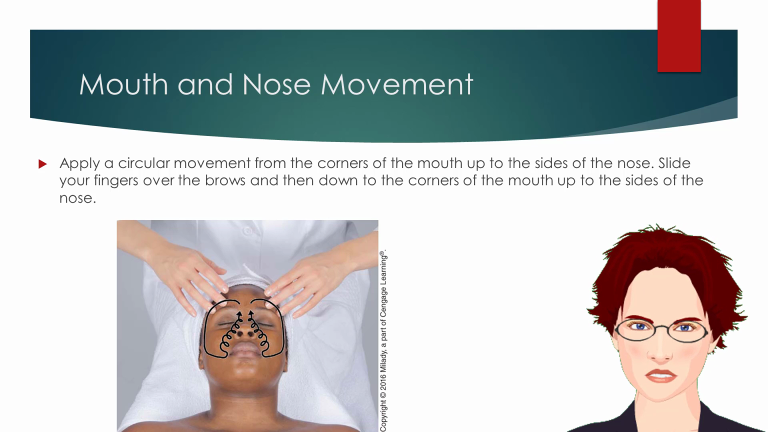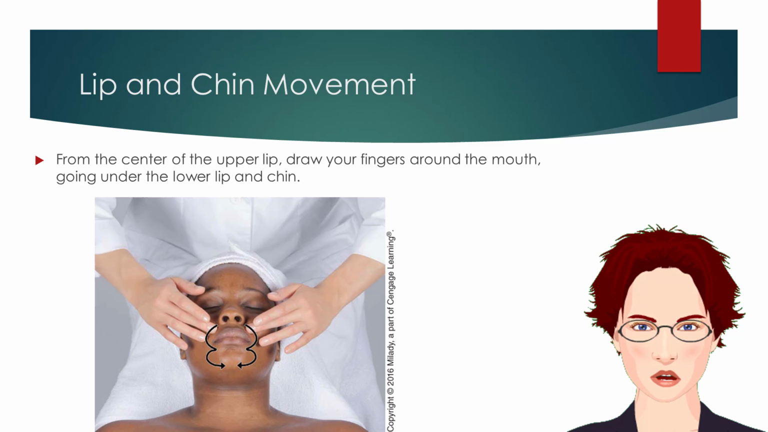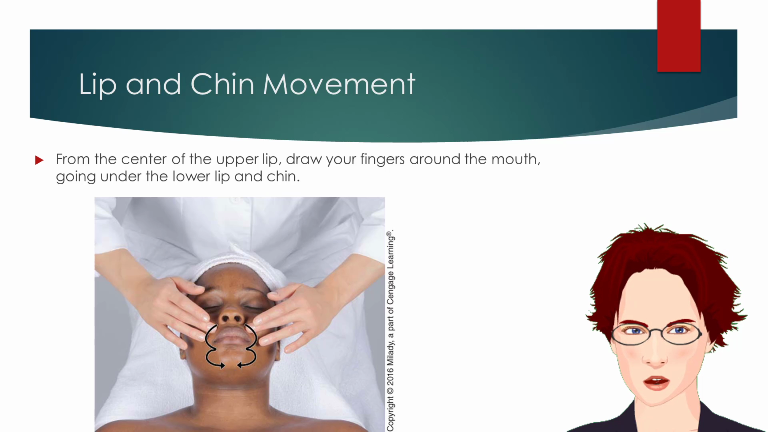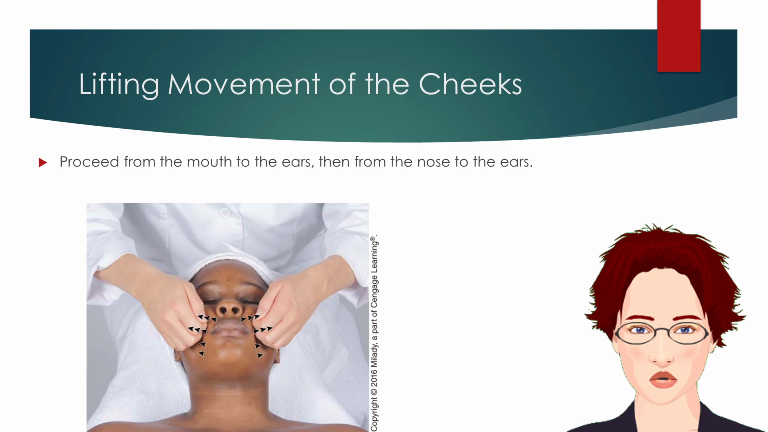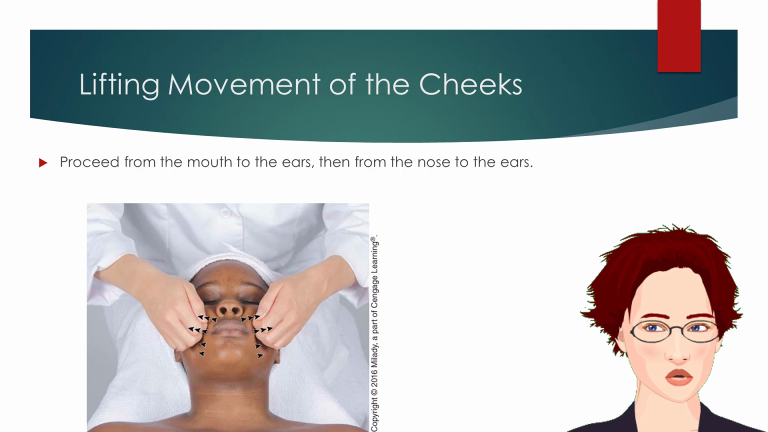Slide your fingers over the brows and then down, to the corners of the mouth, and then up to the sides of the nose. The lip and chin movement is performed by rubbing outward from the center of the upper lip, drawing your fingers around the mouth, going under the lower lip and chin. The lifting movement of the cheeks uses a pétrissage technique of gently lifting the skin of the cheeks, in small sections, working the area between the mouth to the ears.